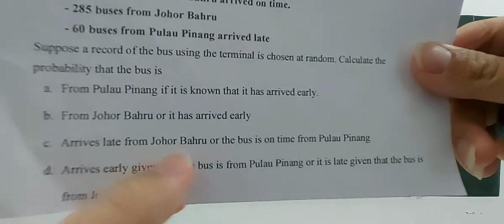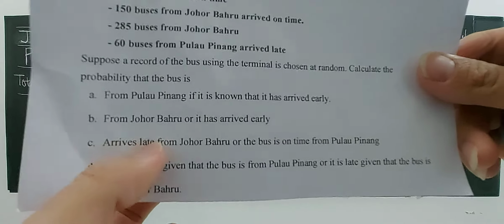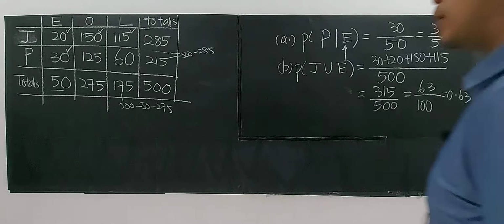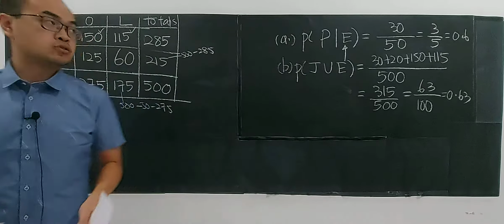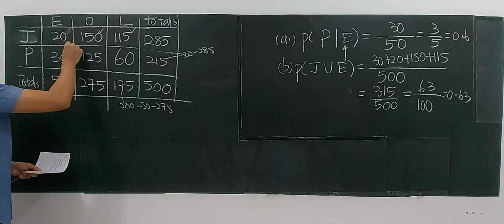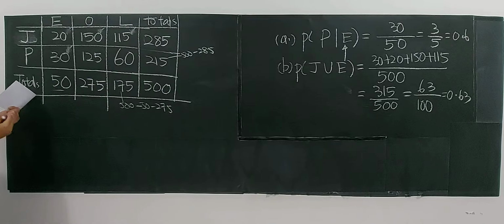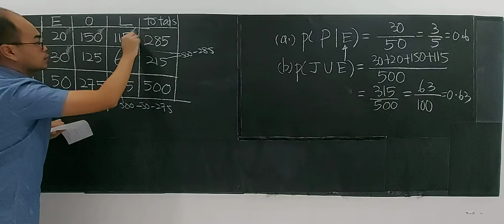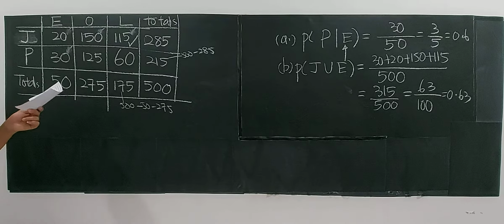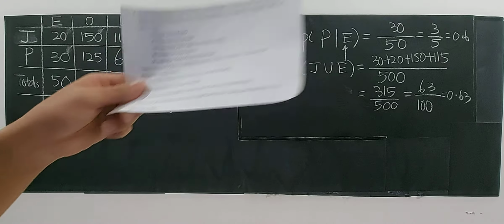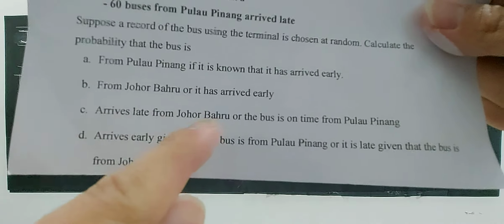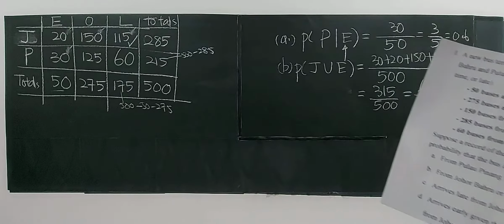Arrive late from Johor. So it means that from the table here, which one is arrive late from Johor, right? So I'm going to erase this. Arrive late from Johor, which is 115. Read the question carefully. Arrive late from Johor means that Johor and late, right? Johor and arrive late is 115.